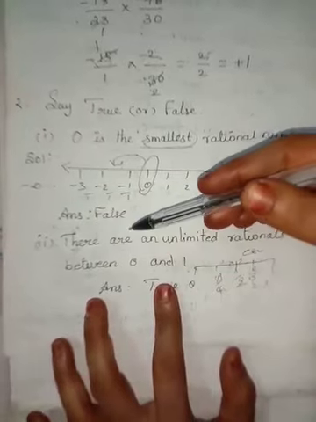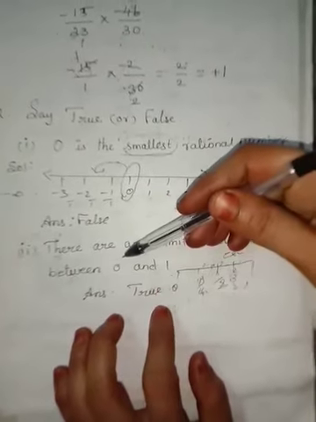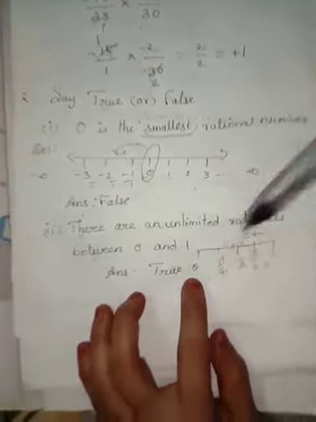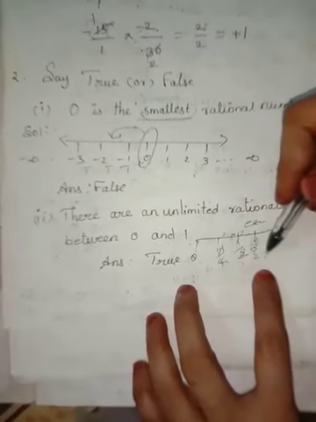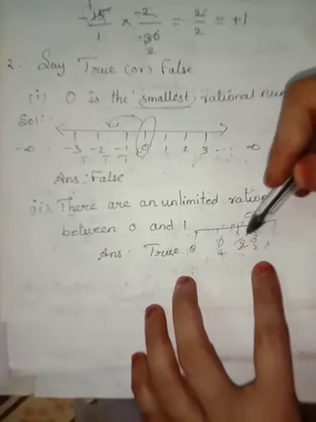The second question is: there are unlimited rational numbers between 0 and 1. Yes, we have endless rational numbers between 0 and 1, like 1 by 2, 1 by 4, 3 by 2, etc. So the statement is true.